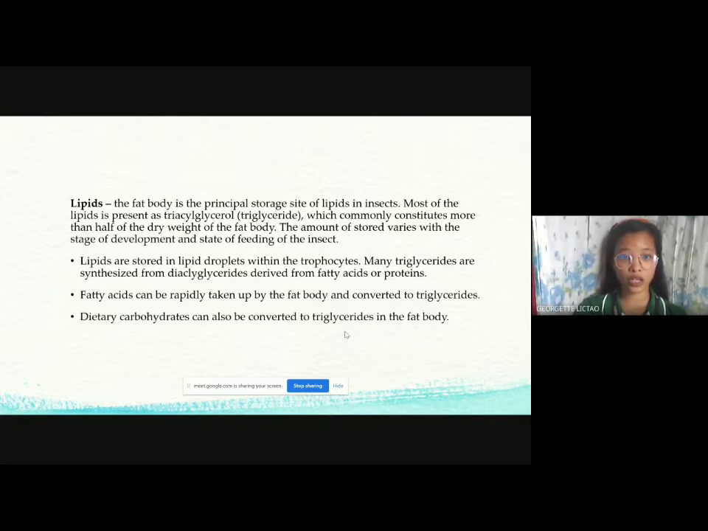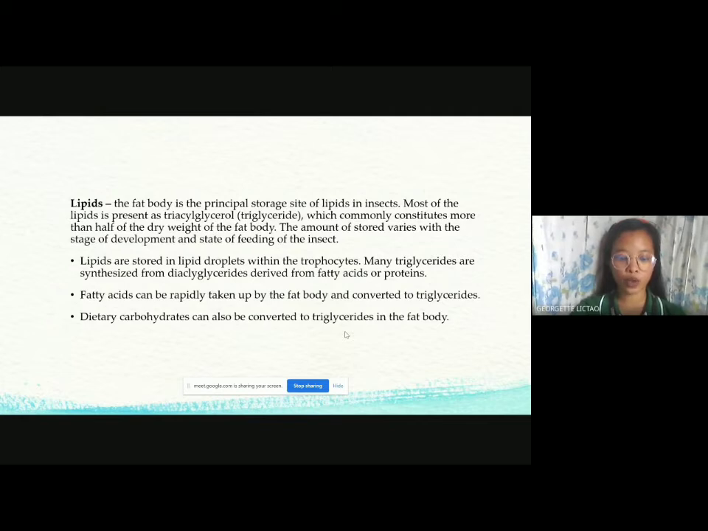Lipids are stored in lipid droplets within the trophocytes, at karamihan sa mga triglycerides are synthesized from diacylglycerides derived from fatty acids or proteins. Yung mga fatty acids naman can be rapidly taken up by the fat body and converted to triglycerides. Samantalang ang dietary carbohydrates can also be converted to triglycerides in the fat body.